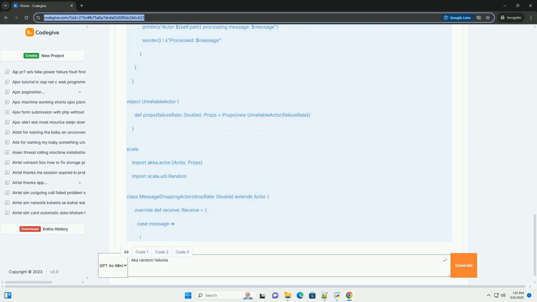This tutorial provides a solid foundation for simulating random failures in Akka. Remember to adapt these techniques to your specific system and failure scenarios. By proactively testing your system's resilience, you can build more robust and reliable distributed applications.